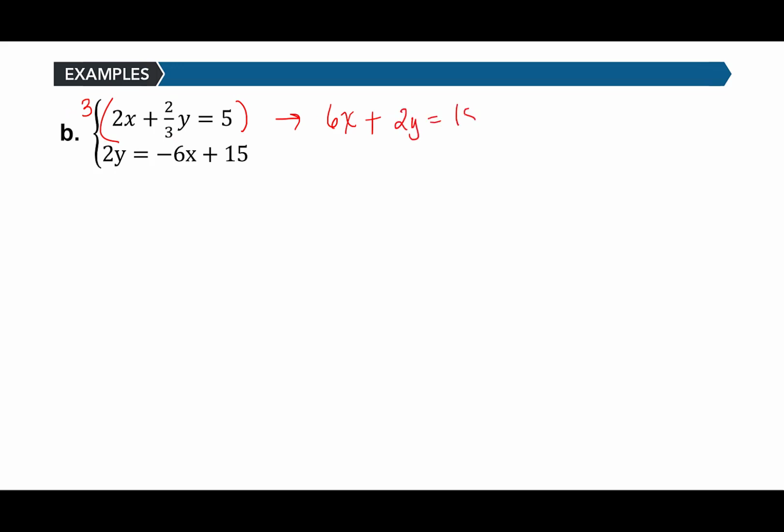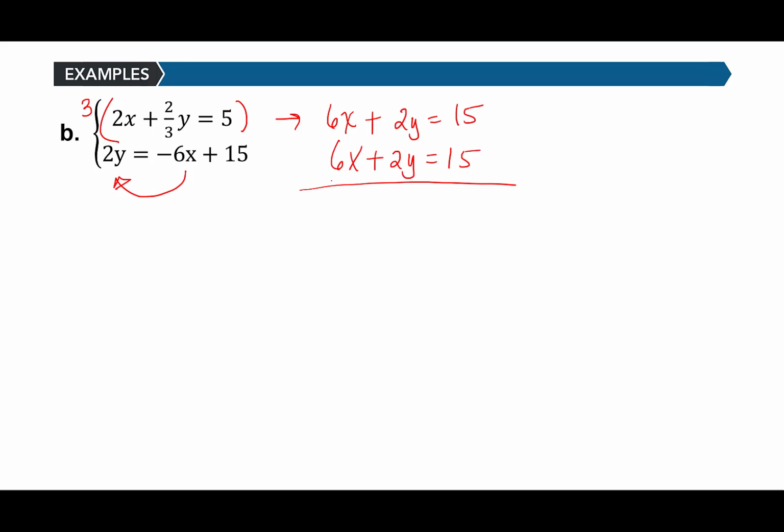is equal to 15. Now in the second equation, I need to get the x and y term on one side. So I actually need to add 6x to each side to get it on the left. And that would give me 6x plus 2y is equal to 15. Now I can't add these two equations in this form. The coefficients are not opposite.